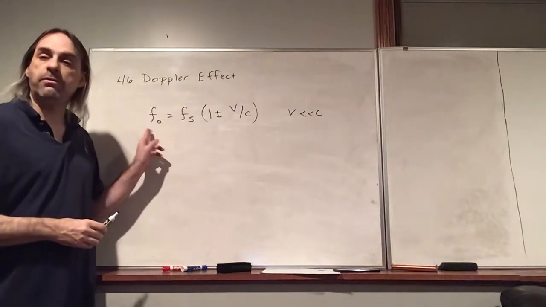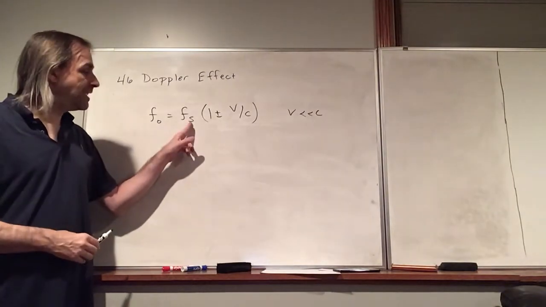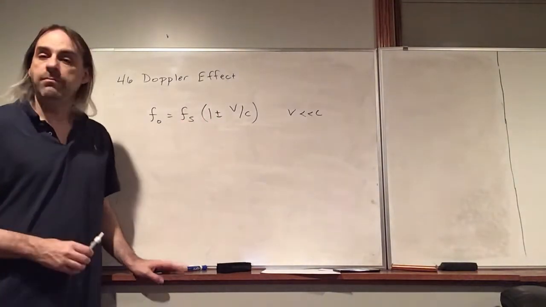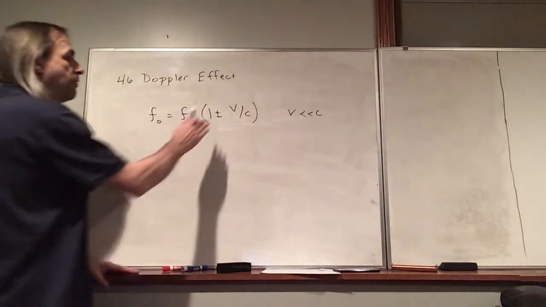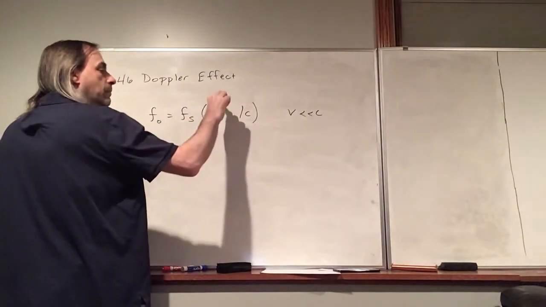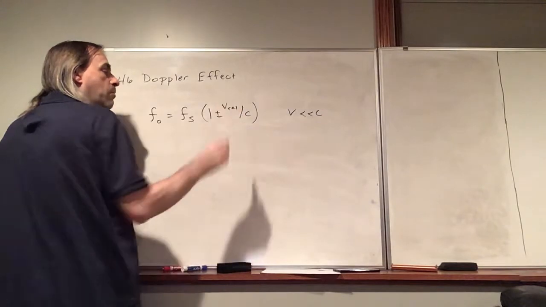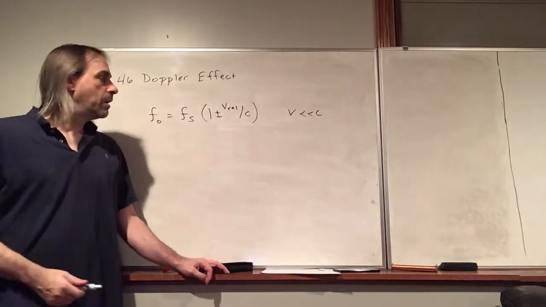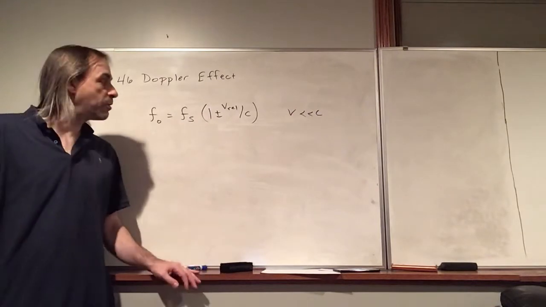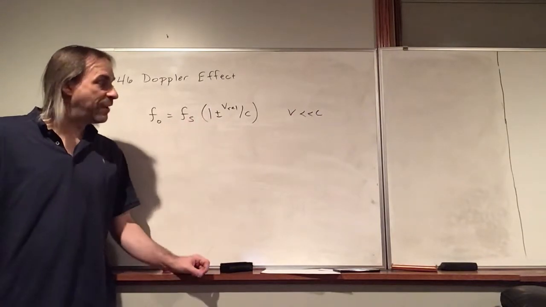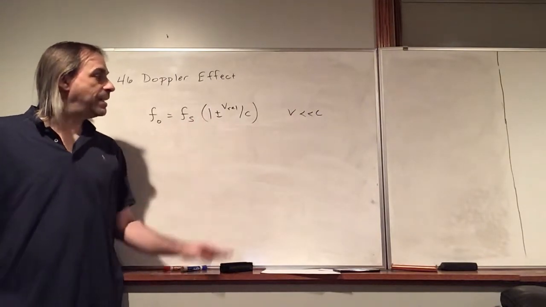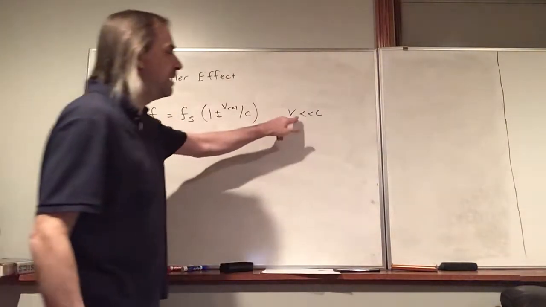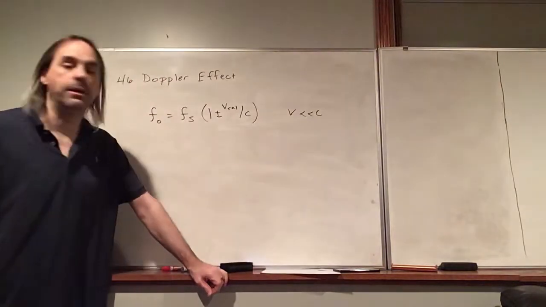Now this is valid as long as, so let's define what these things are. fo is the frequency observed. fs is the frequency of the source. v is the relative velocity. Again, it doesn't matter if you're moving towards the source or the source is moving towards you. It's kind of the whole idea behind the principle of relativity, there is no difference. And c is the speed of light. And again, this only applies if the speed is significantly less than the speed of light.